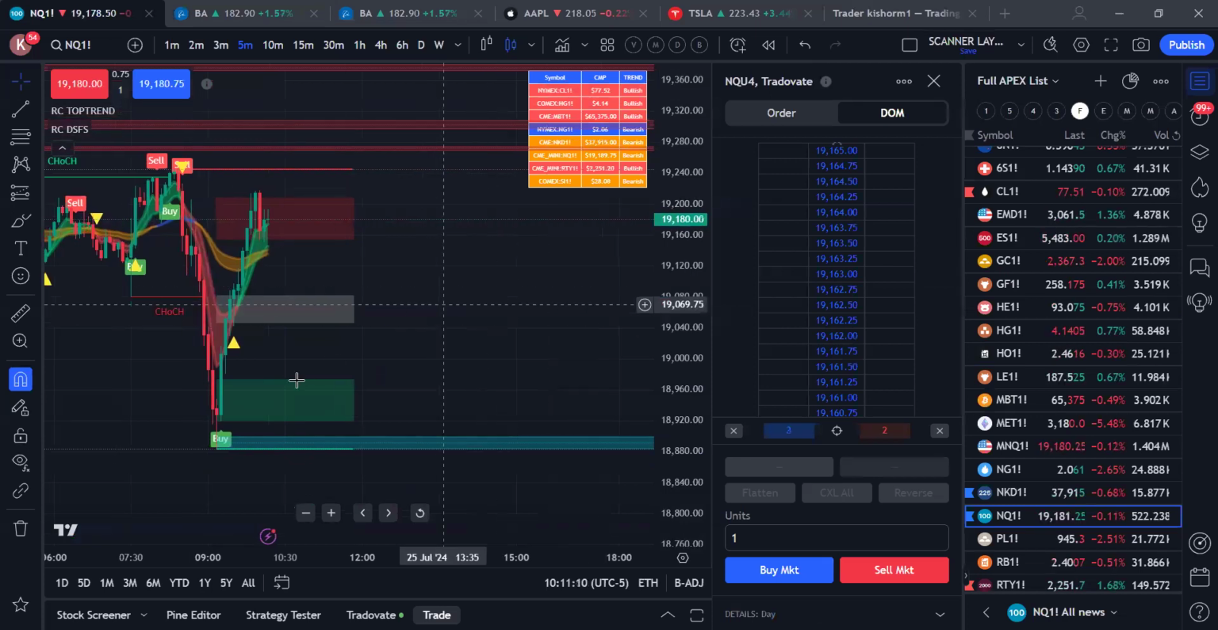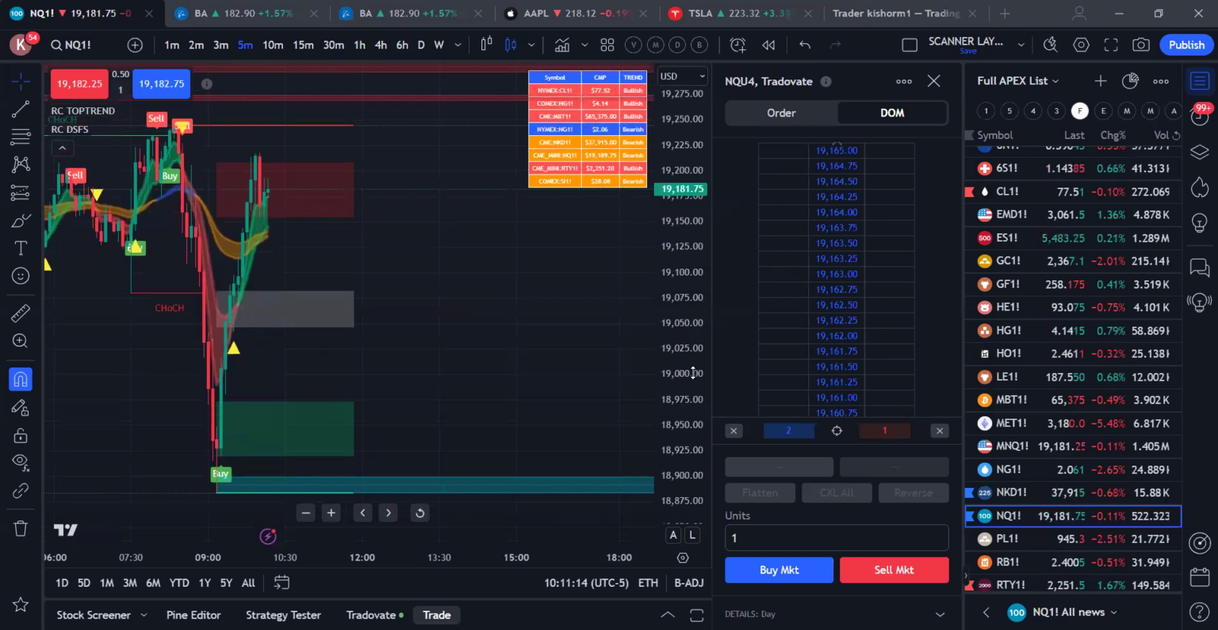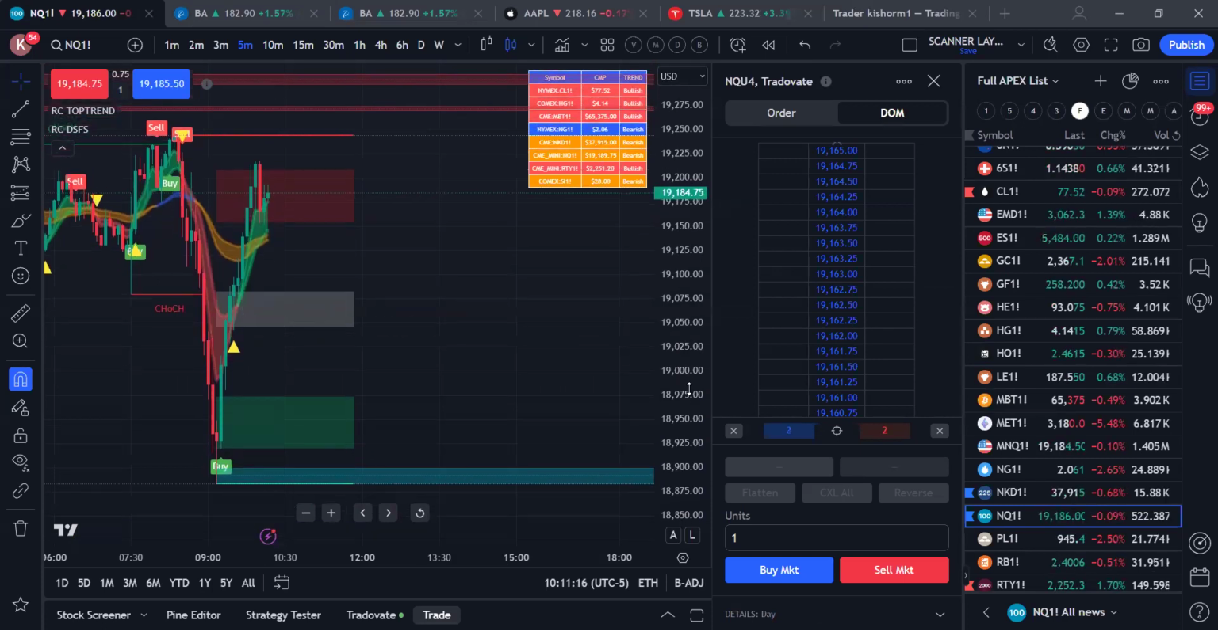Still, we don't have a sell signal on NQ. We are waiting for the sell signal to enter shorts on NQ or MNQ. We can also get QQQ puts.